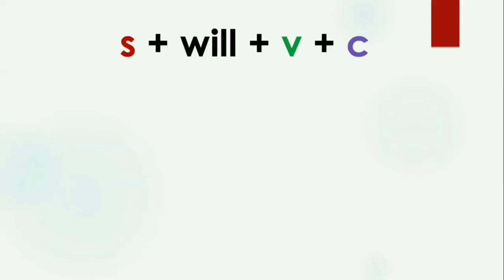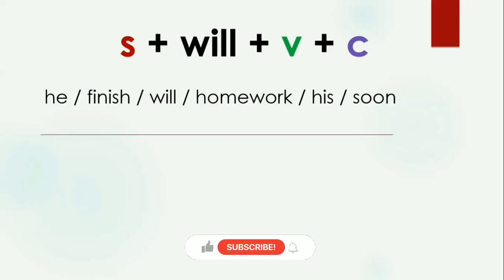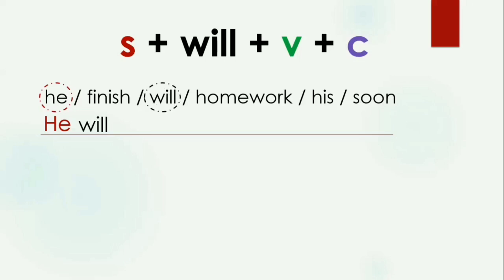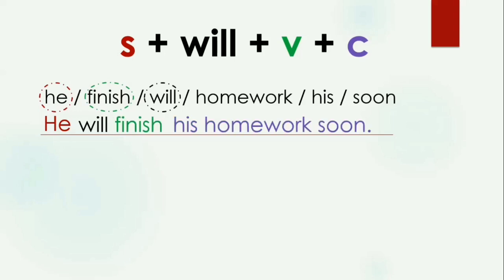Now let's make sentences using this structure. Now can you tell me what is the subject? Very good, he is the subject. So we write it with capital letter because it is the start of the sentence. The next thing that we need is will. So we write will. Now we need the verb. What is the verb? Very good, finishes is the verb. And the rest is the complement. He will finish his homework soon.